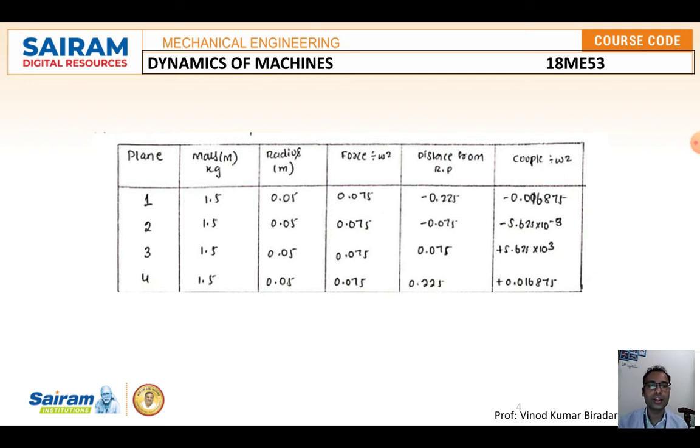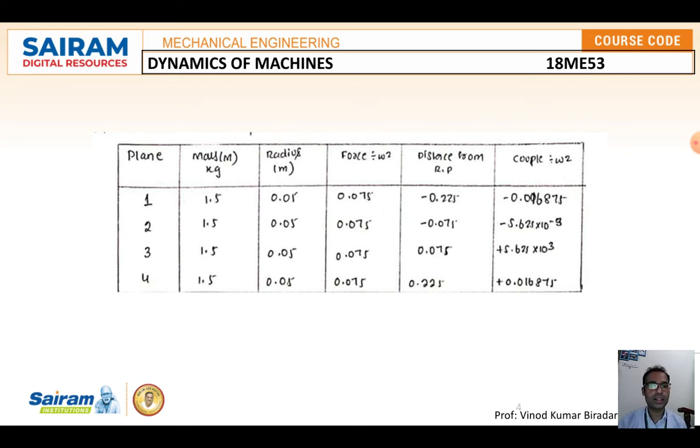Once you have constructed this tabular column and written down all these values, go for the couple polygon. As I told you in the last class, the couple formula is m into r into l. Here the mass is 1.5, the radius is 0.05, and the distance from the reference plane l is minus 0.225. If you multiply, you are going to get minus 0.016875. Like that, you multiply: minus 5.6 into 10 to the power of minus 3 for the second mass, 5.62 into 10 to the power of minus 3 for the third mass, and last, the fourth mass is 0.01687.